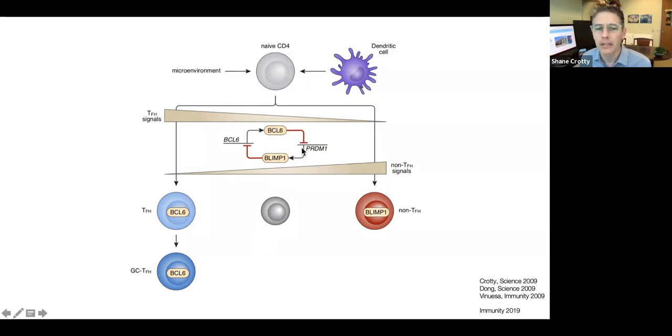Bcl-6 has an antagonistic relationship with another transcription factor that's important in immunology called BLIMP1. And generally what we observe is that the TFH cells and germinal center TFH, GC TFH, are Bcl-6 positive and non-TFH cells are BLIMP positive. And these transcription factors directly repress each other. So they generate usually a mutually exclusive gene circuitry to really drive cells to be one cell fate or another, okay?